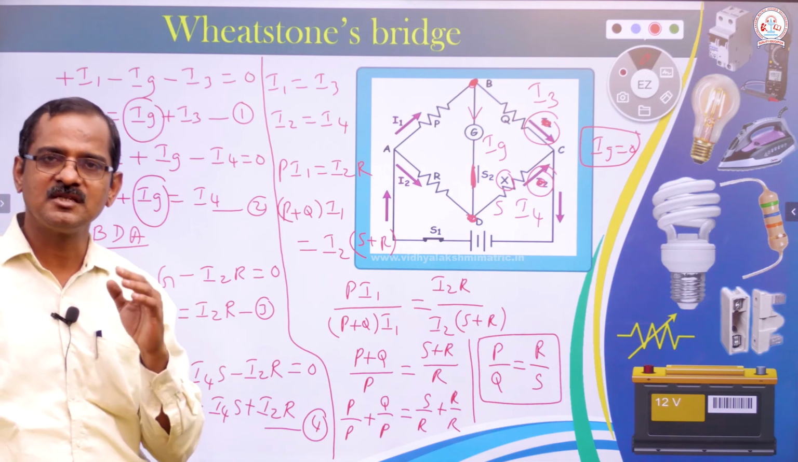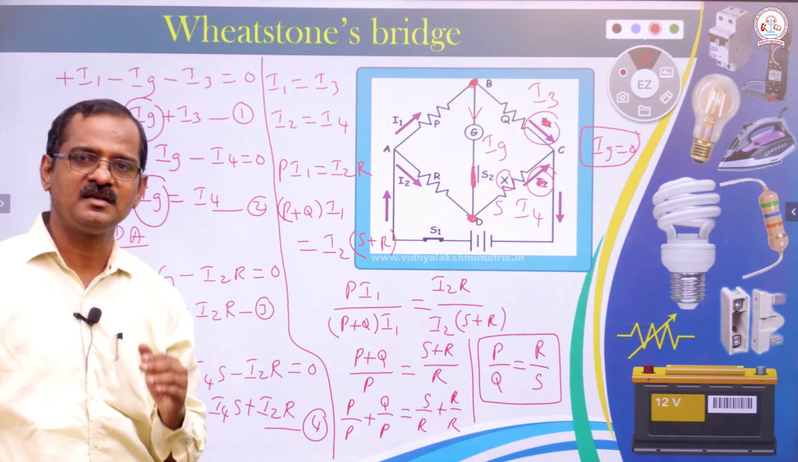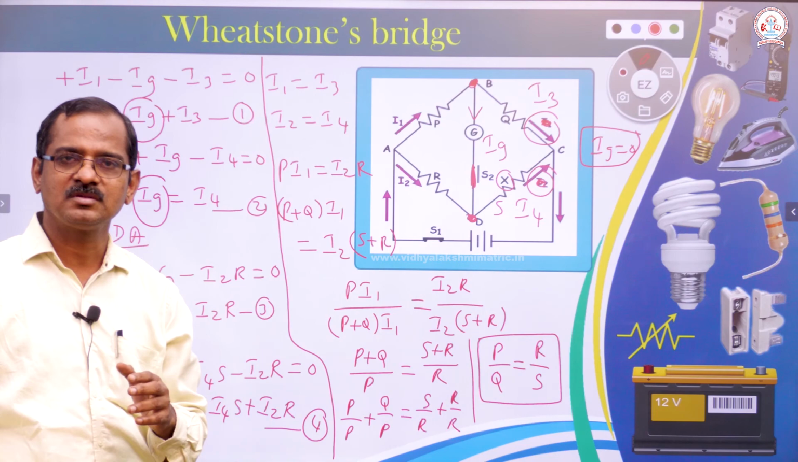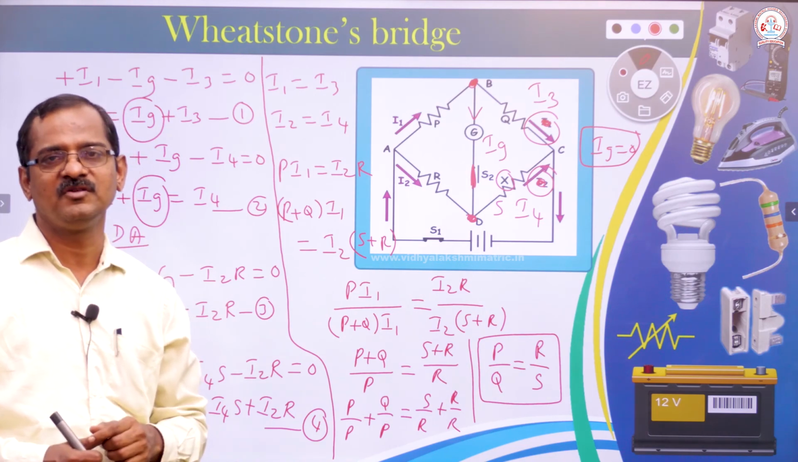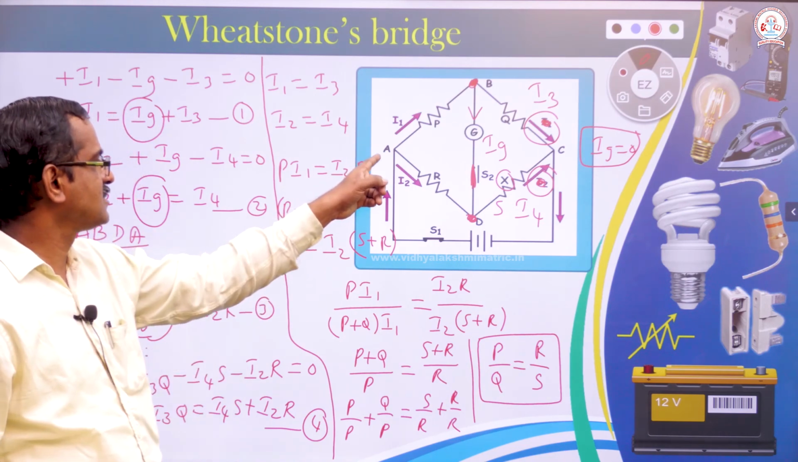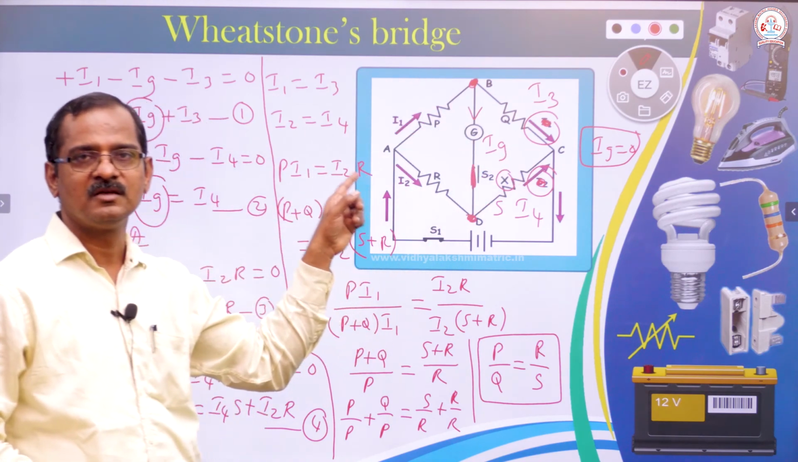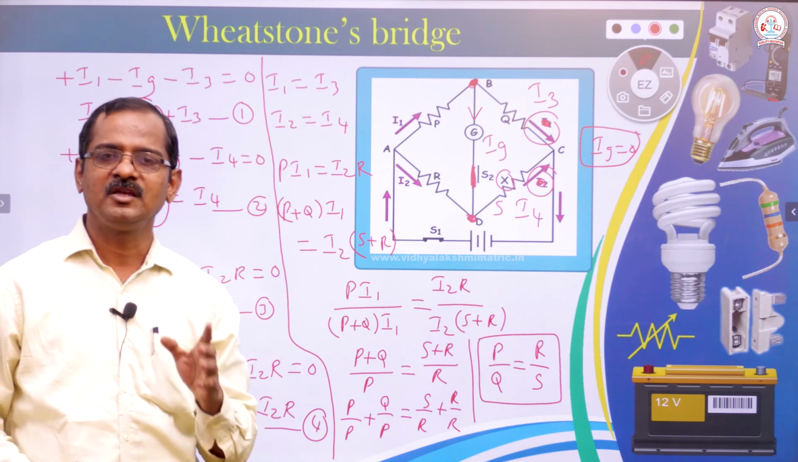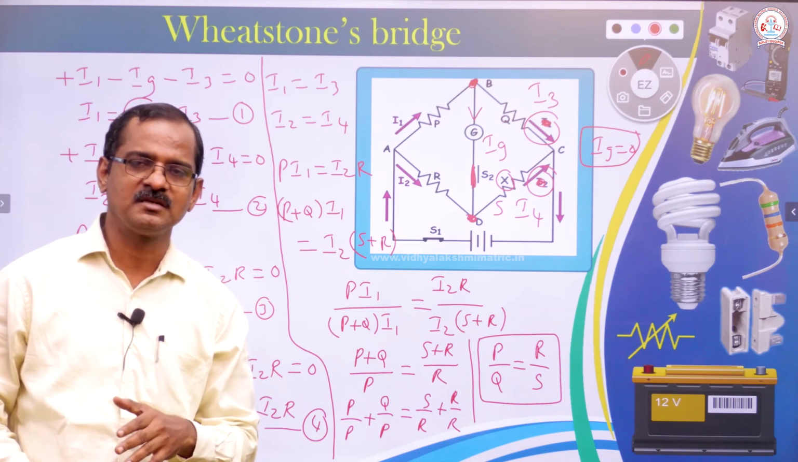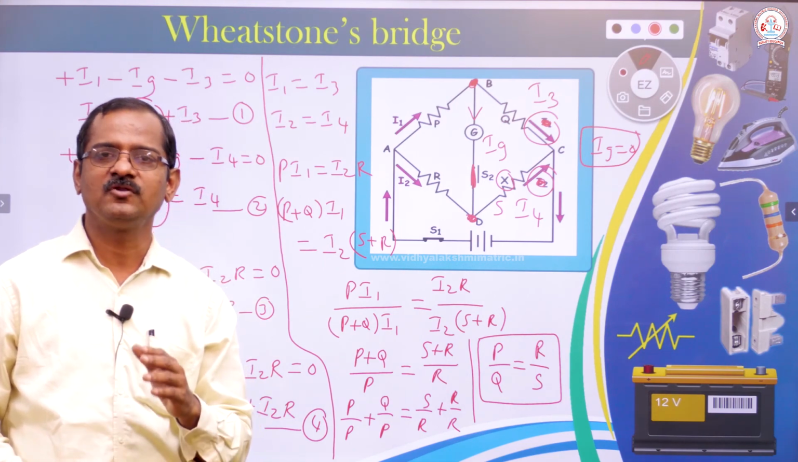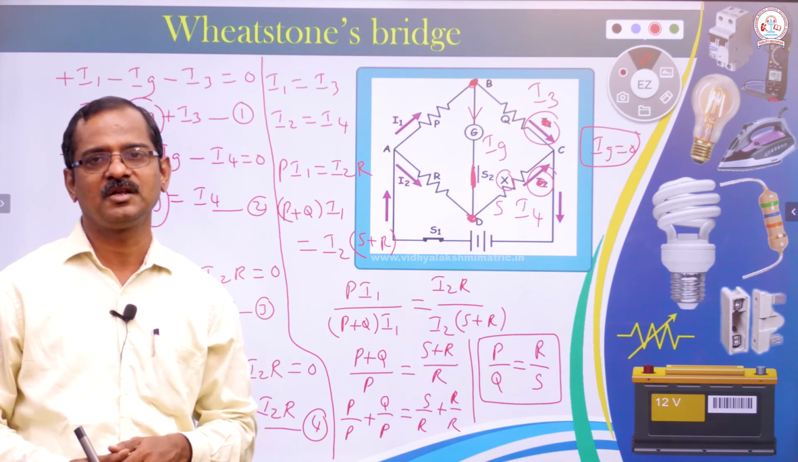Kirchhoff's second rule is that the algebraic sum of the product of current and resistance in a circuit is equal to the algebraic sum of EMF of the closed circuit. Apply Kirchhoff's second rule to loops A, B, D, A and then A, B, C, D, A. When applying the second rule, if current is flowing in the clockwise direction, take it as positive. If current is flowing in the anti-clockwise direction, take it as negative.